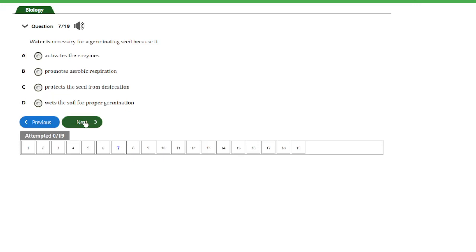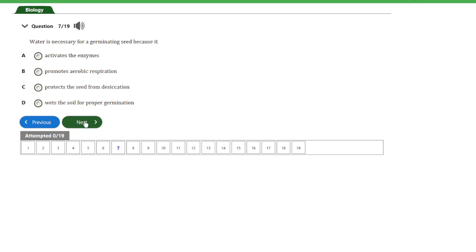It says, water is necessary for germinating seed because it A, activates the enzymes, B, promotes aerobic respiration, C, protects the seeds from desiccation, and D, wets the soil for proper germination. So guys, the answer to this question is option A, and that activates the enzymes.